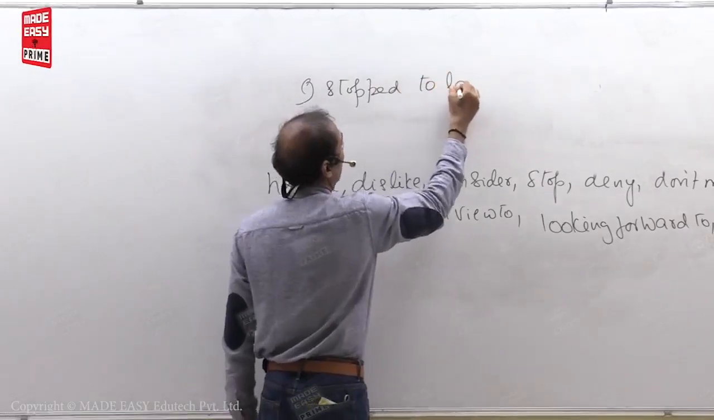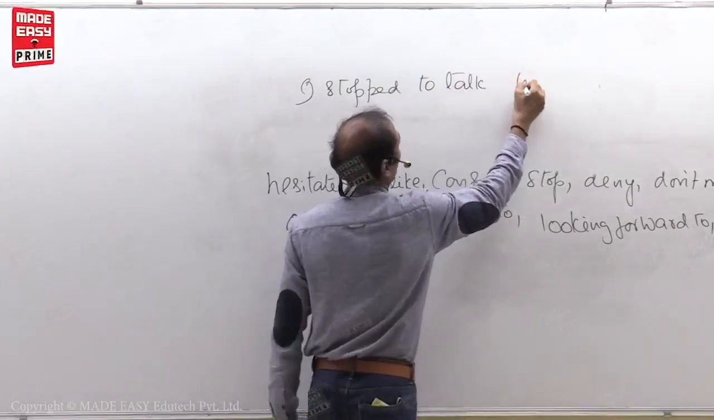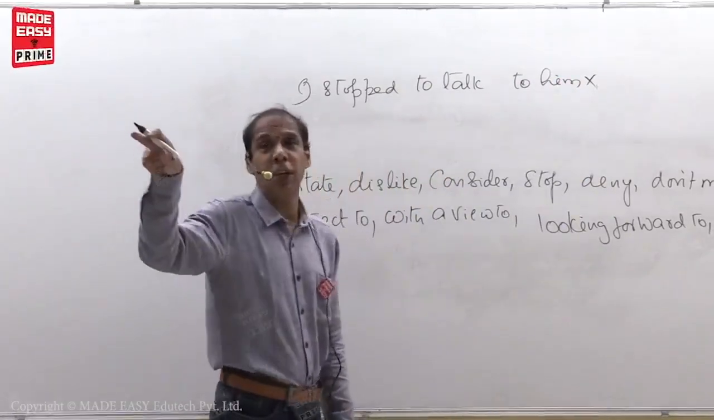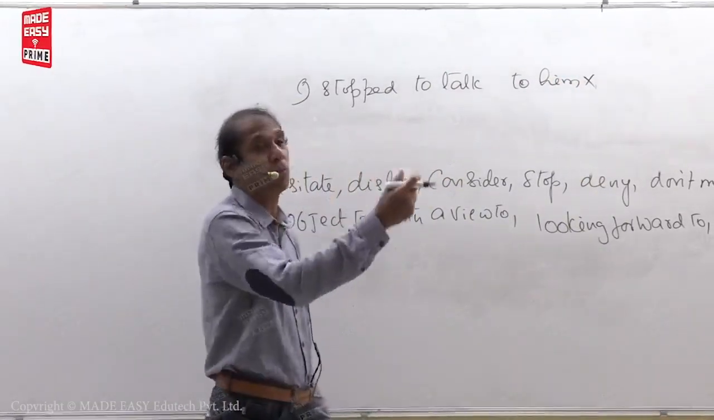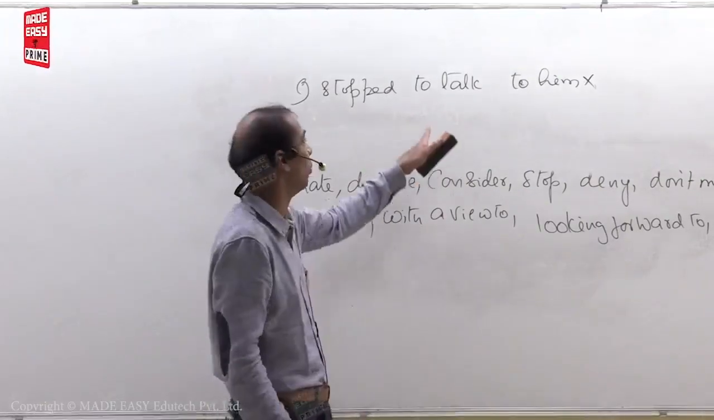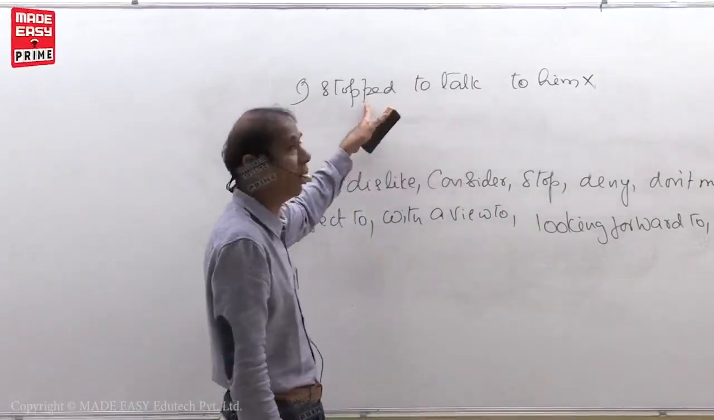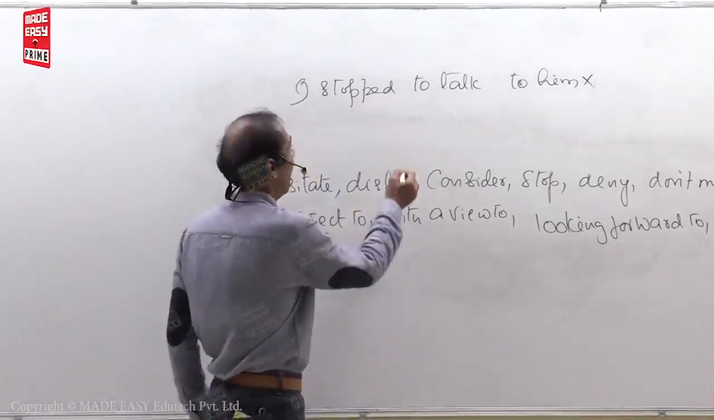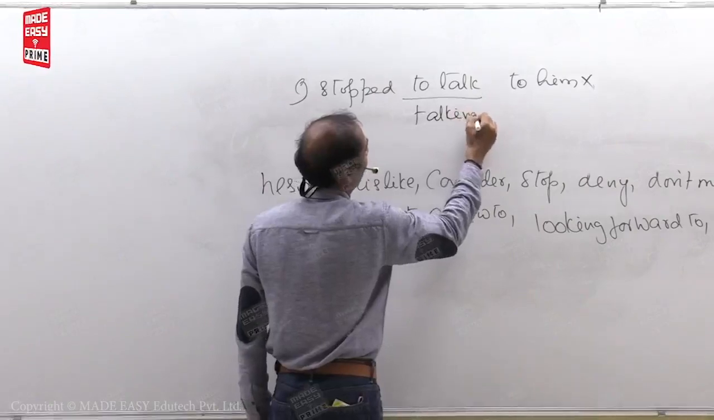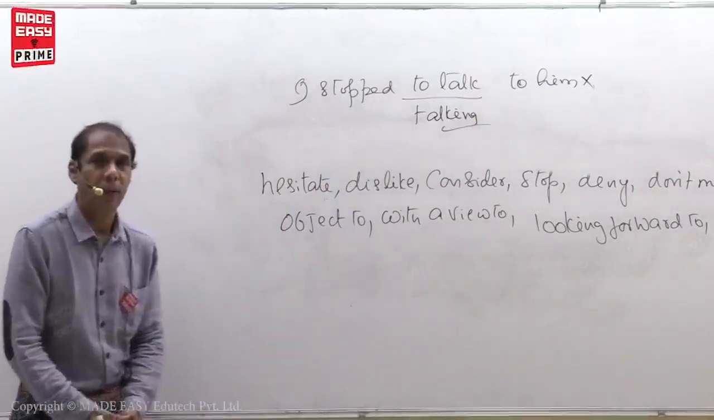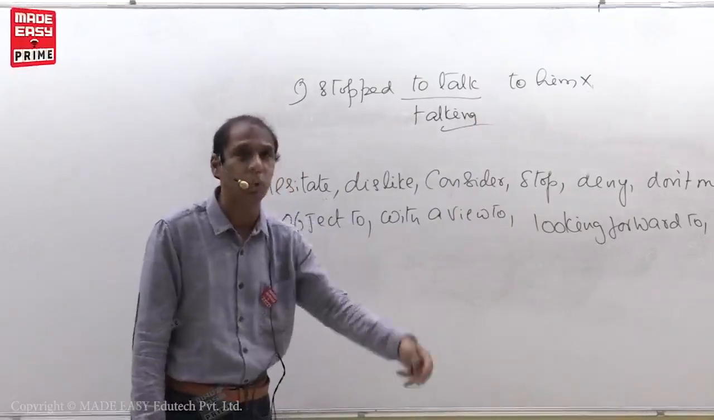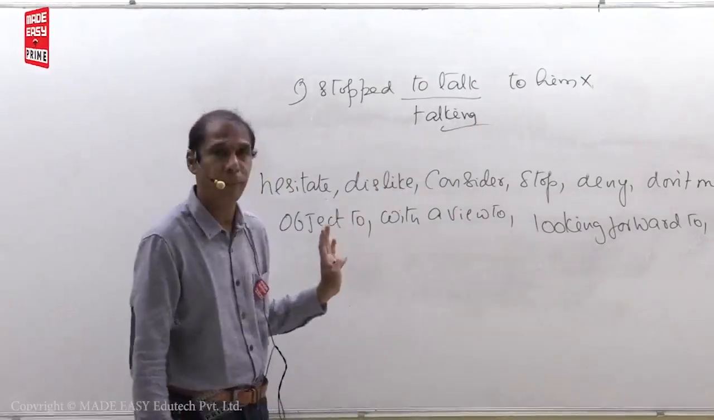I stopped to talk to him. I stopped to eat non-veg. I stopped to smoke. I stopped to consume liquor. Everyone commonly uses to plus V1 with the word stopped. But this is wrong. I stopped talking to him, not I stopped to talk to him. I stopped talking to him: V1 plus ing form. Okay?